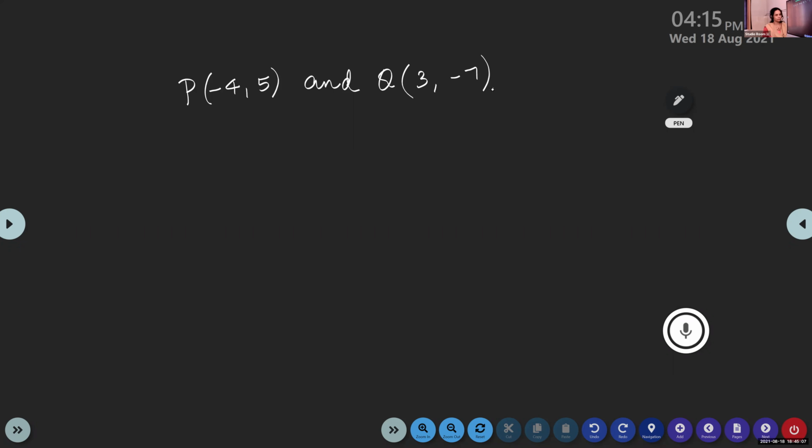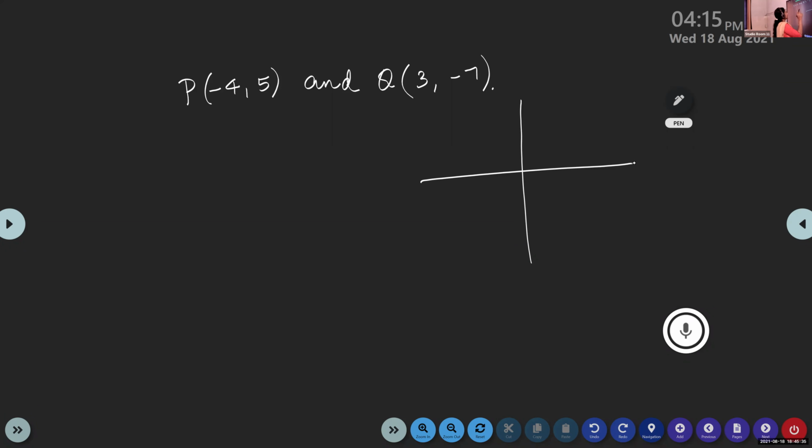Also find the point of intersection. The point P is given and the point Q is given. You have to find in which ratio it cuts the y-axis.